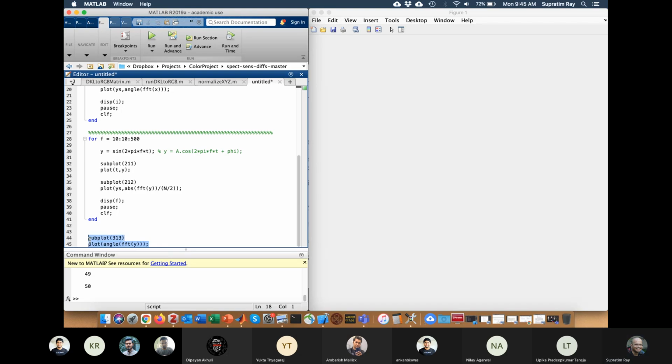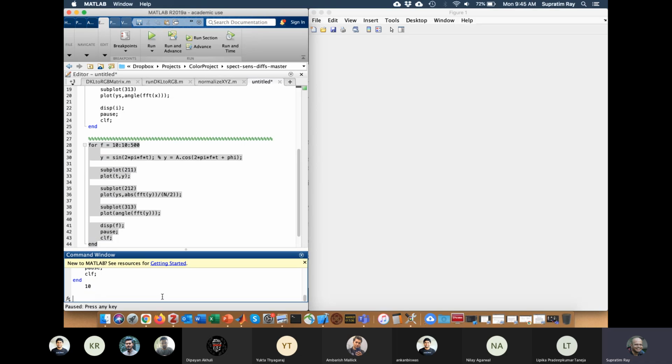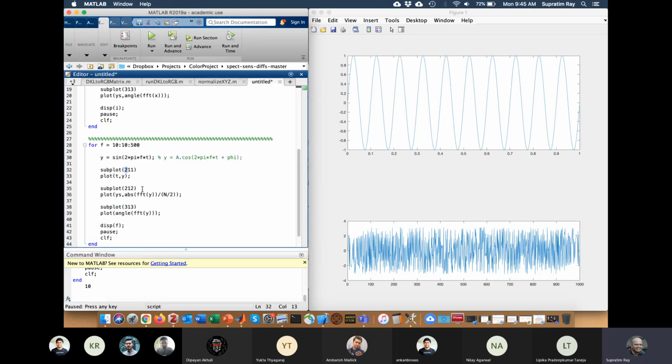Okay, so now here's one exercise. I'm going to now also plot, this is what I had done earlier, I'm going to plot the angle also. What do you guys think is going to be the angle? Okay, let's just look at this and then I'll try to ask you what this really is. Okay, so, sorry, so this is 311, 312, 313.